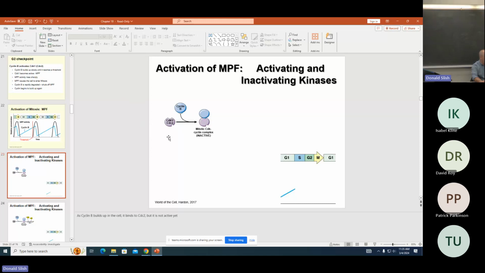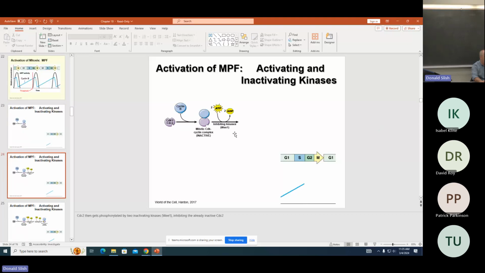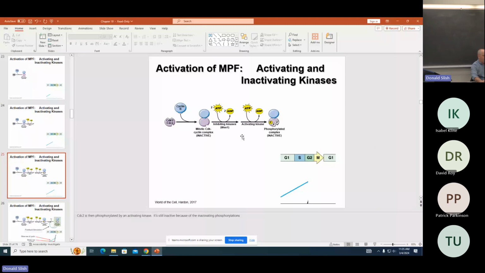Okay, so anyway, here we are. This is the beginning of the cycle, right? Cyclin B is building up. As cyclin B builds up, it binds to CDC2, and it makes an inactive complex, okay? It's not active yet. The next thing that happens is we're going to take this inactive complex and inactivate it. There are some kinases, and one of them is called WEE. WEE puts two phosphates on this, and that's going to make it inactive. Of course, it's already inactive, but now it's super special, doubly inactive. Then we get another kinase coming in, and it's going to phosphorylate it, and that's an activating phosphorylation.